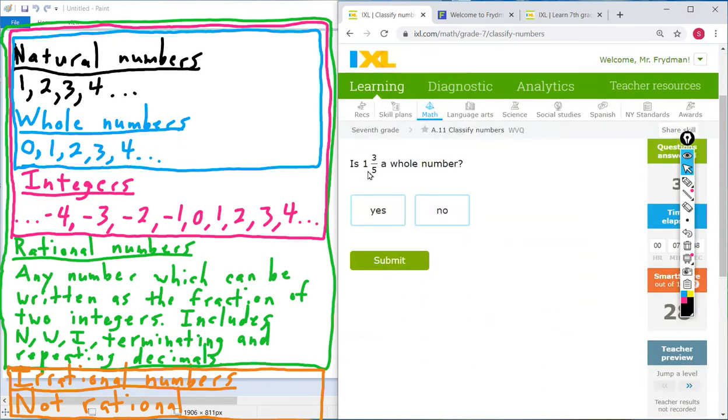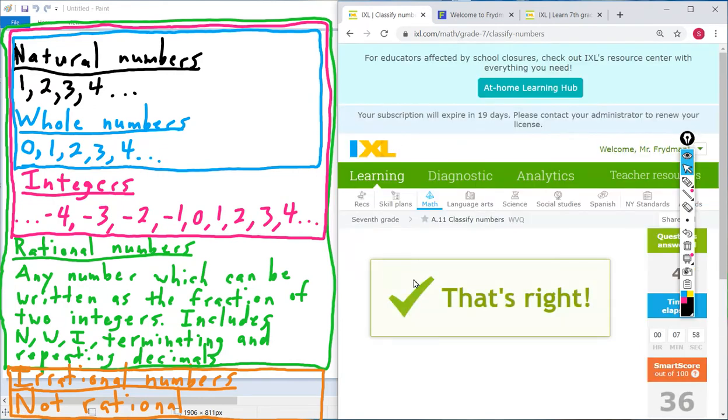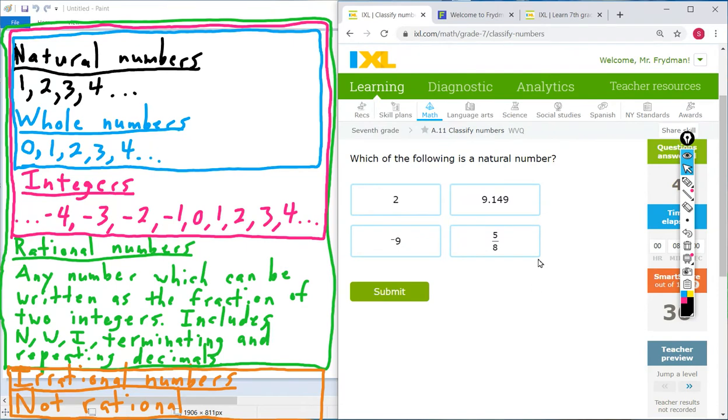Okay, is 1 3/5 a whole number? No, the whole numbers are 0, 1, 2, 3, 4, 5, 6, 7, etc. That would be a no. Which of the following is a natural number? Remember, the natural numbers are just 1, 2, 3, 4, 5, and so on. So 2 is a natural number. None of these are natural numbers.